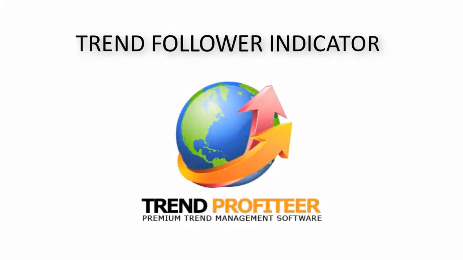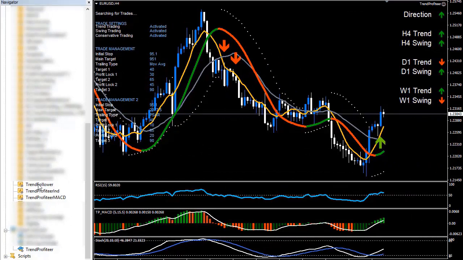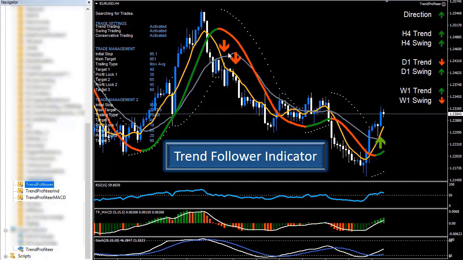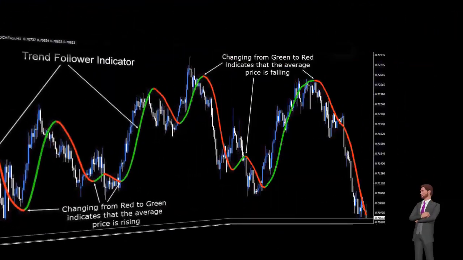Trend Follower Indicator. The Trend Follower Indicator is very responsive to current price activity with little lag and provides superior curve smoothness, with the gradient providing a representation of the strength of the move. The indicator is green when the average price is going up. The indicator is red when the average price is going down.